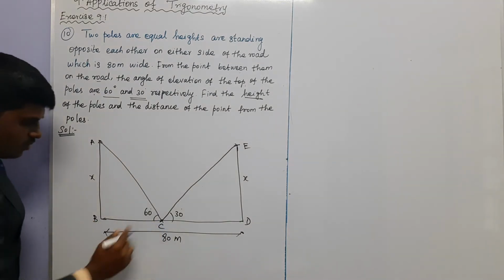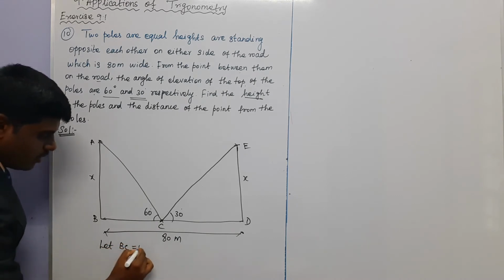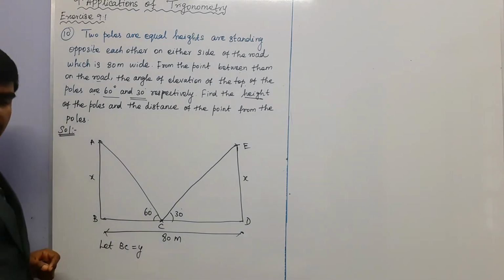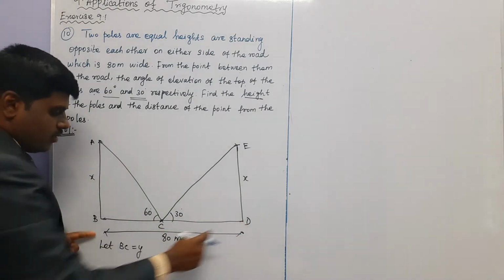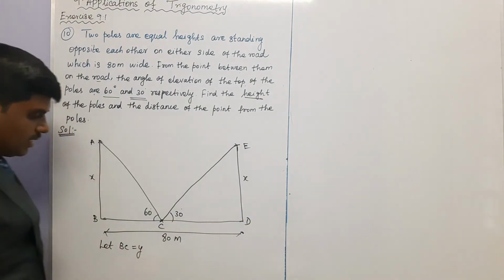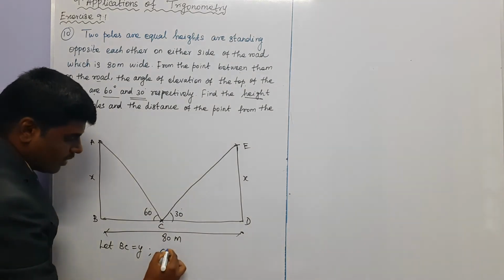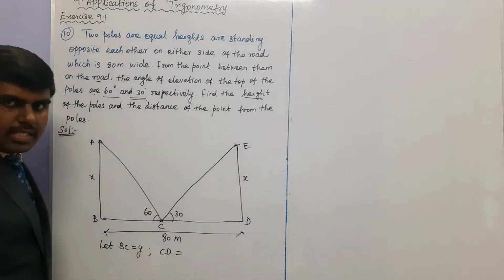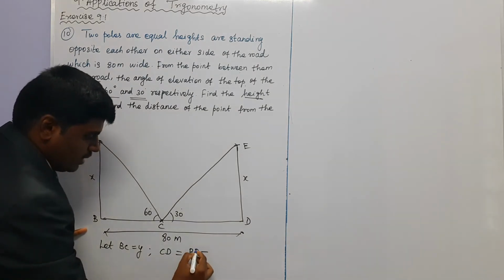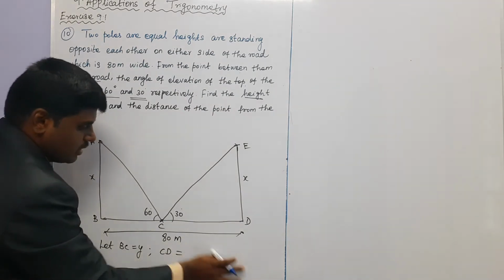Let BC be equal to y. We know that BD is equal to 80. But what's the value of CD? Just think about it. I need the particular value: CD is equal to the total distance BD minus BC.